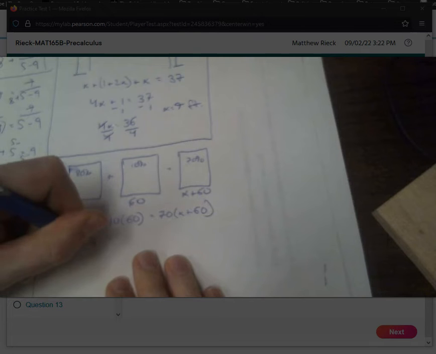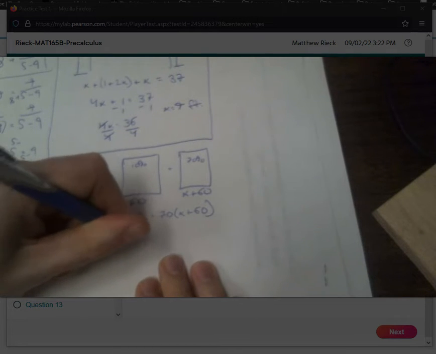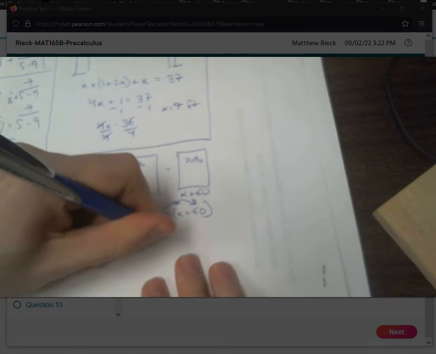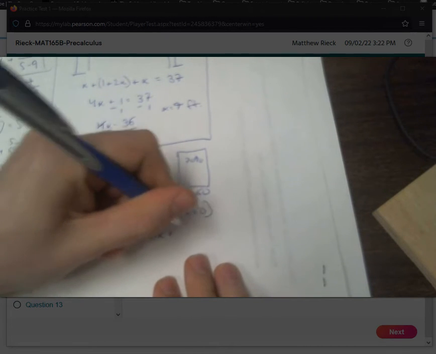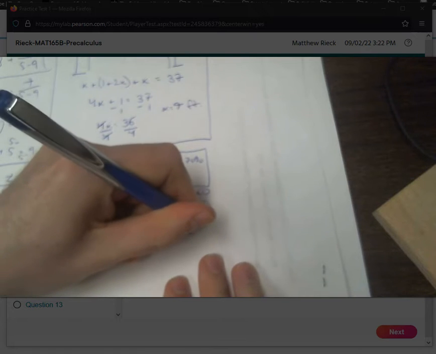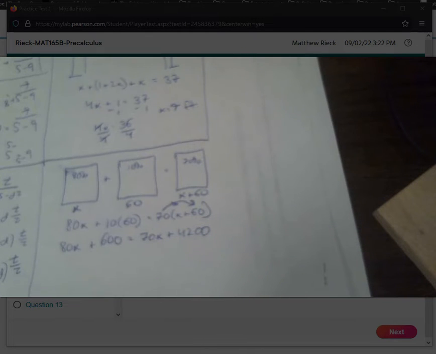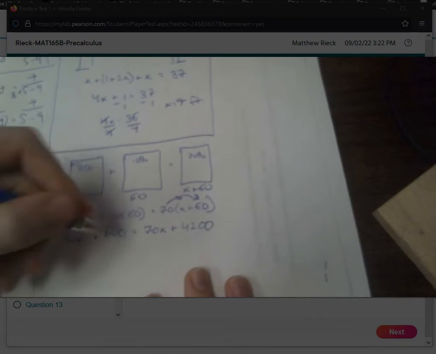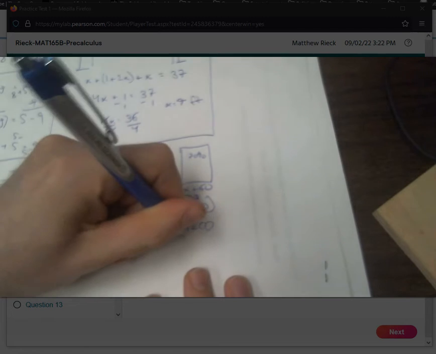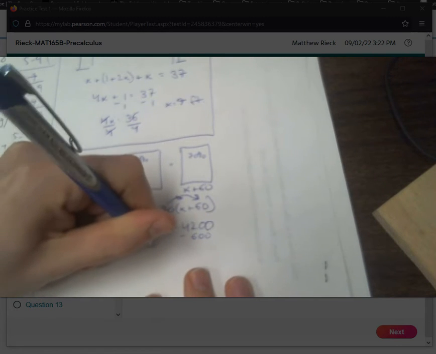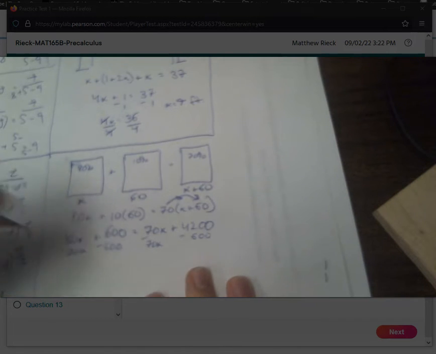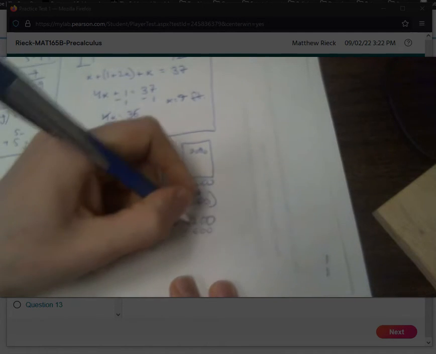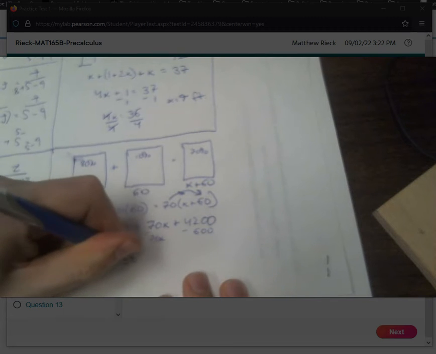All right, so just doing some of the arithmetic here. Simplifying, 10 times 60 is going to be 600. And if I distribute the 70 through, it was 70x, and 70 times 60 is going to be 4,200. You want to get everything with the variable you want to solve for on one side, everything else on the other side. So you can subtract the 600 from each side, subtract 70x from each side. What we're left with is 10x equals 4,200 minus 600, which is 3,600.